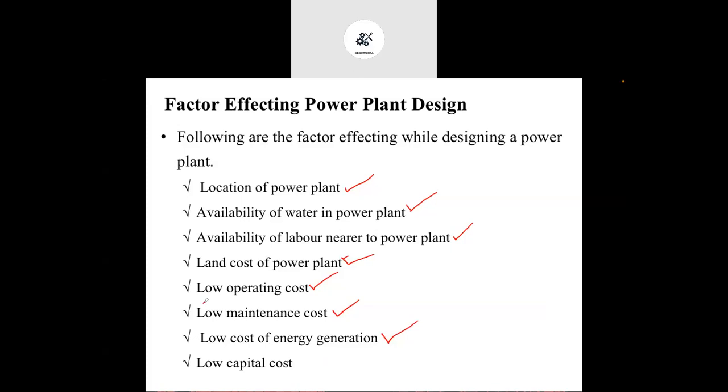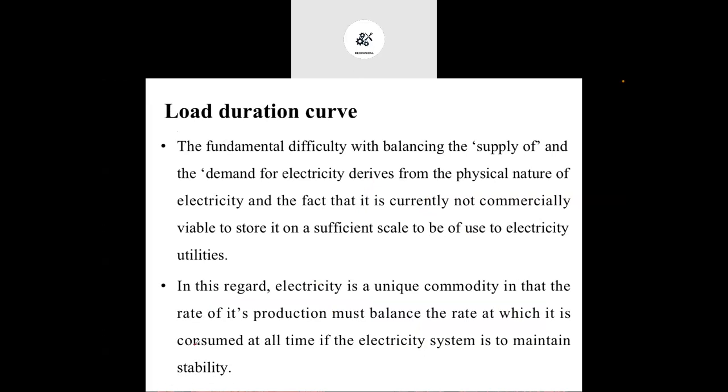Then a low capital cost. This is the total cost, or whatever capital we require whenever we construct any particular power plant. If the capital cost is very low, in that case the risk taken by that particular supplier is also low. So capital cost must be low. So these are the factors which affect the power plant design whenever we are going to install or are planning to install a particular power plant.